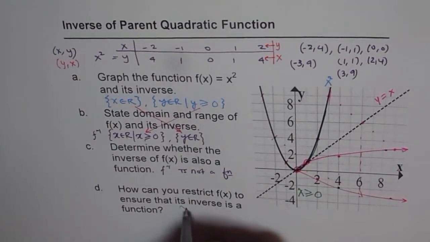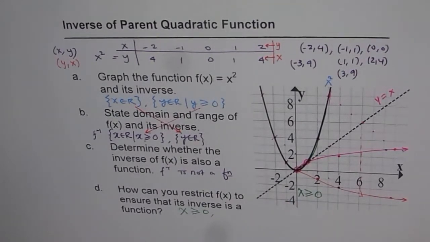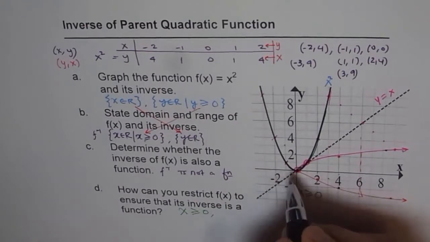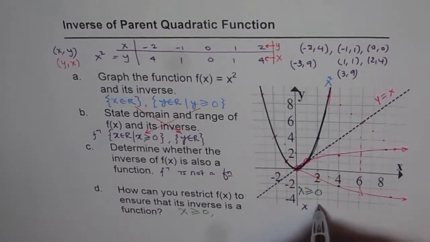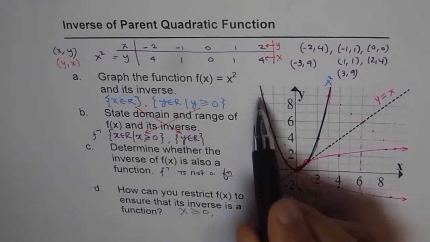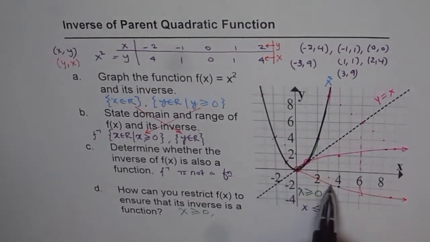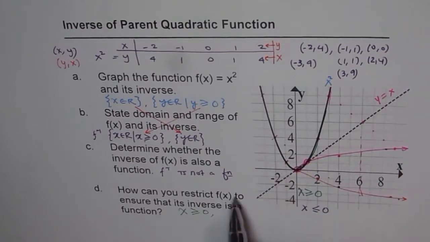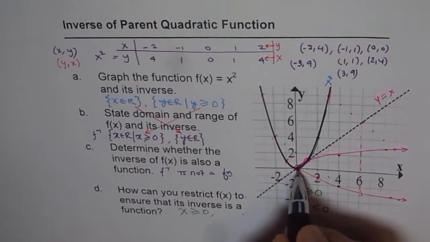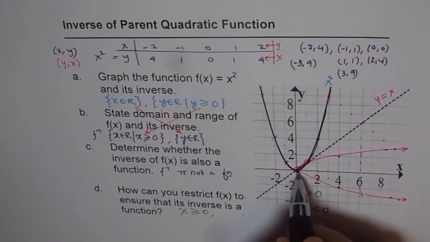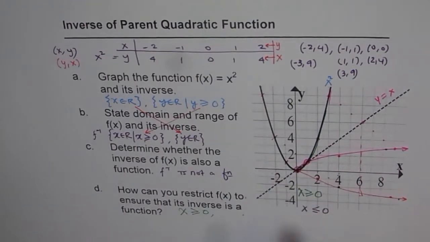So the restriction is that we could restrict x as greater than or equal to 0. In that case, the inverse will be a function. Alternately, we could have also restricted our domain to x less than or equal to 0. Then we would have got this as our function and the lower half as the inverse. So both options can work. But the important thing is, either side of the vertex can be taken, right? So you could take either greater than or less than the vertex value or the axis of symmetry, right? Then the inverse will pass the vertical line test.